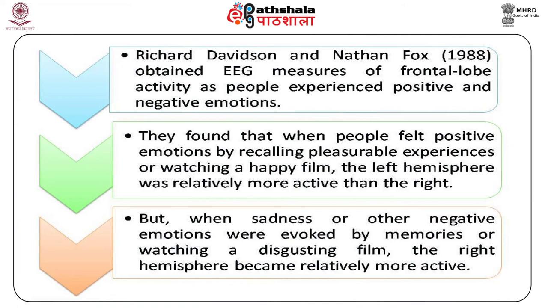To test this proposition, Richard Davidson and Fox obtained EEG measures of frontal lobe activity as people experienced positive and negative emotions. They found that when people felt positive emotions by recalling pleasurable experiences or watching a happy film, the left hemisphere was relatively more active than the right. But when sadness and other negative emotions were evoked by memory or watching a disgusting film, the right hemisphere became relatively more active. Moreover, the hemispheric pattern seems to be innate.